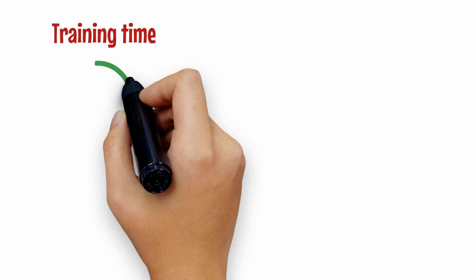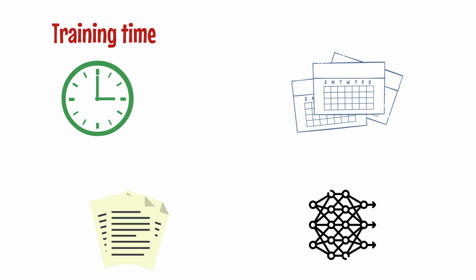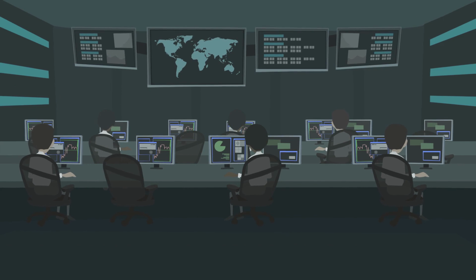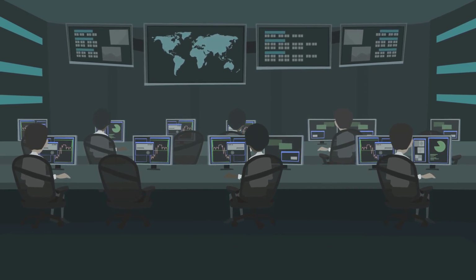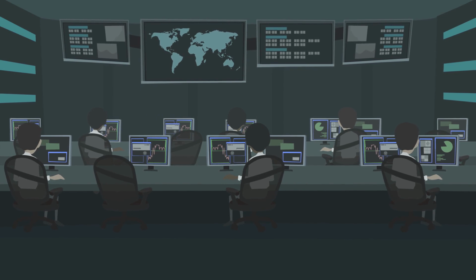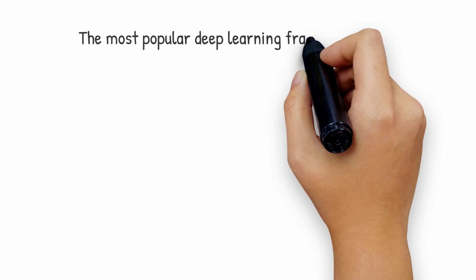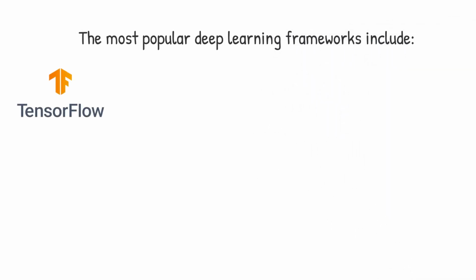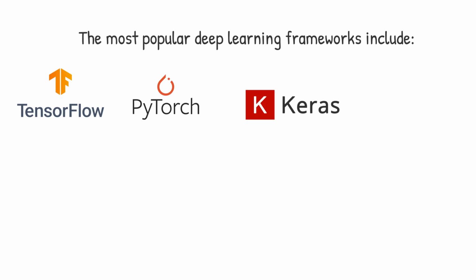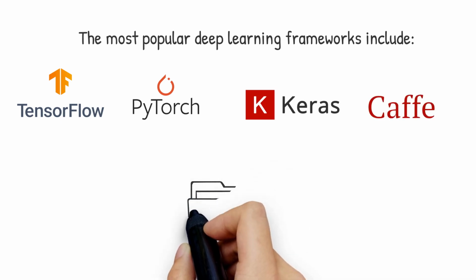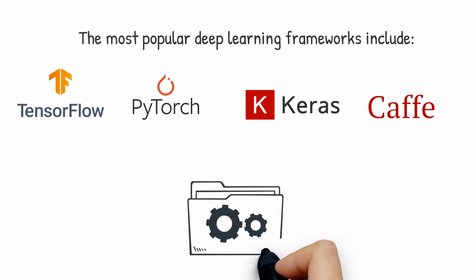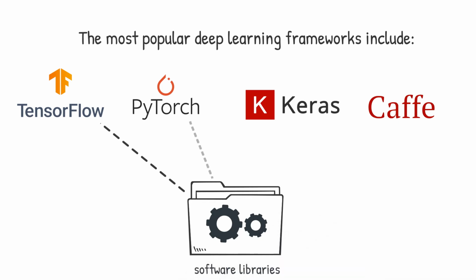Another limitation is training time. Deep neural networks take hours or even months to train. The time increases with the amount of data and number of layers in the network. But don't worry, researchers and engineers are always working behind the scenes to make deep learning more accessible and understandable. Frameworks. The most popular deep learning frameworks include TensorFlow, PyTorch, Keras, and others. These deep learning frameworks are software libraries that provide a set of tools and pre-built functions to make it easier to train and deploy deep learning models.